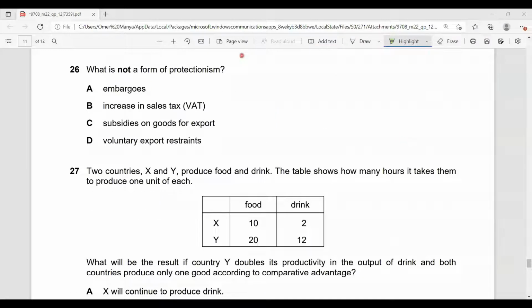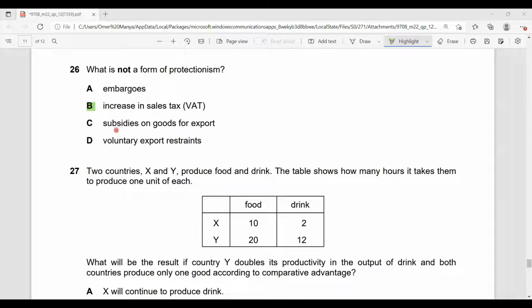What is not a form of protectionism? Well, I'll jump straight to the point. The answer is B, and I'll explain why. A is embargoes. Embargoes are when one country bans trade from another country. It might be for political reasons. It might be purely because they just want to protect the country against imports, and this would help the balance of trade in the current account. It could be because of war. So this is a complete ban on imports from one country to another.